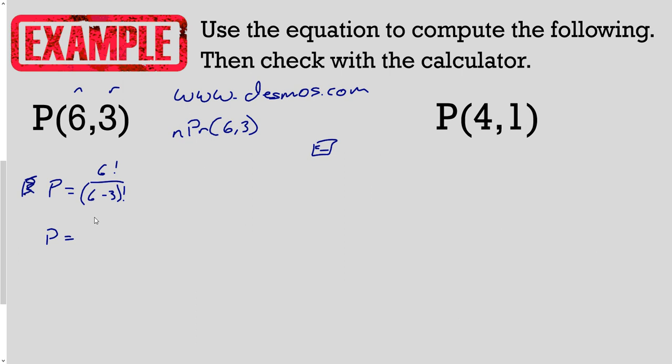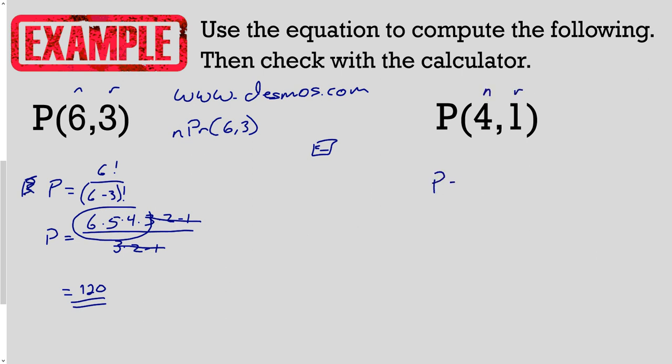So it's going to be 6 times 5 times 4 times 3 times 2 times 1 all over 6 minus 3, which is 3, 3 times 2 times 1. These will cancel, leaving me just 6 times 5 times 4. 6 times 5 is 30, times 4 is 120. Over here, again, n and r.